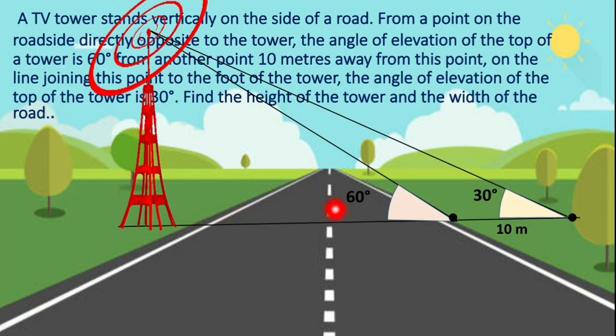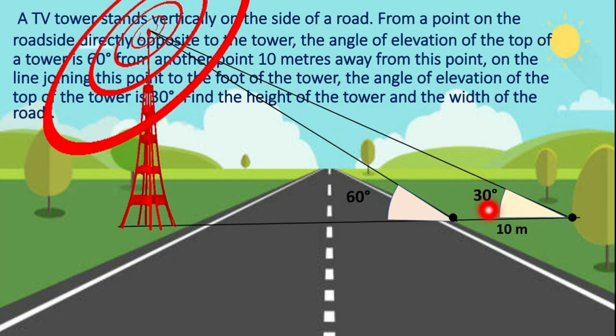Exactly opposite to this tower, from another side of the road, we are observing the top of the tower. Here we are getting the angle of elevation 60 degrees. And from another point, 10 meters away from this point, on the line joining the point to the foot of the tower. So from this point 10 meters away we have to consider another point. From this point we have to observe the top of the tower.